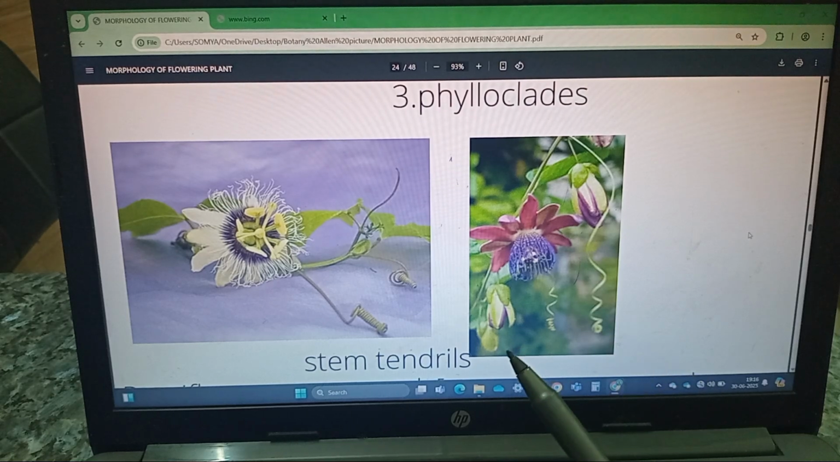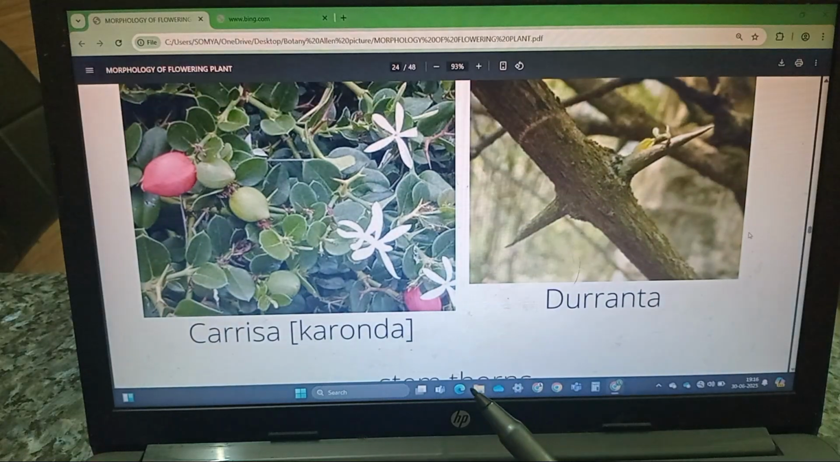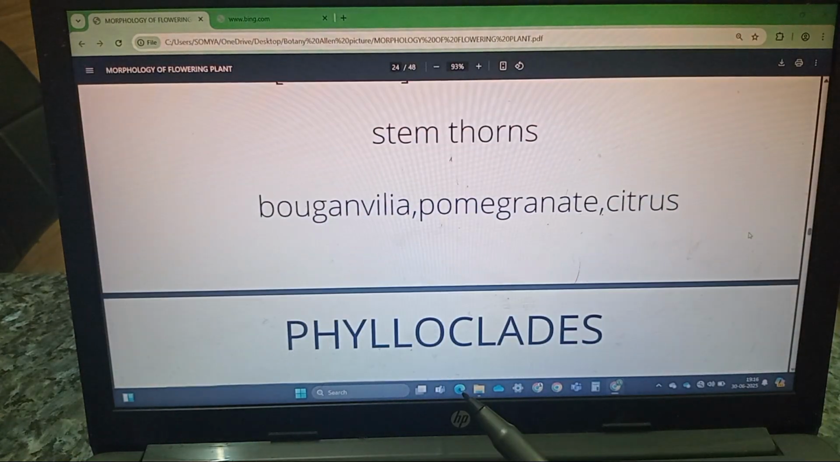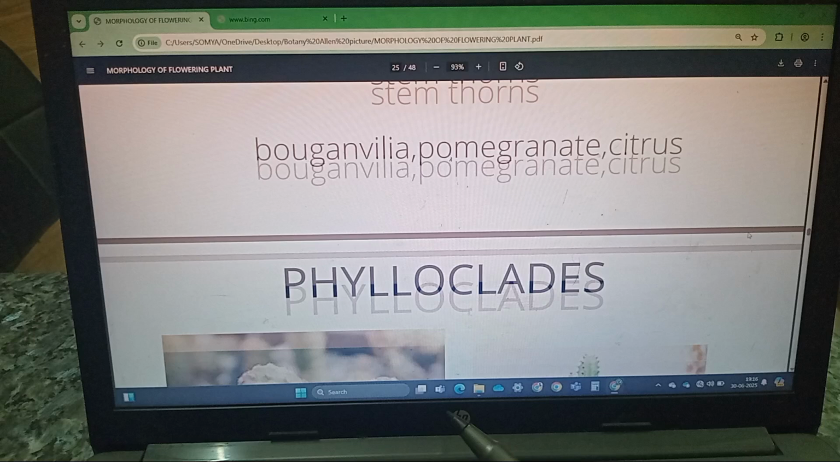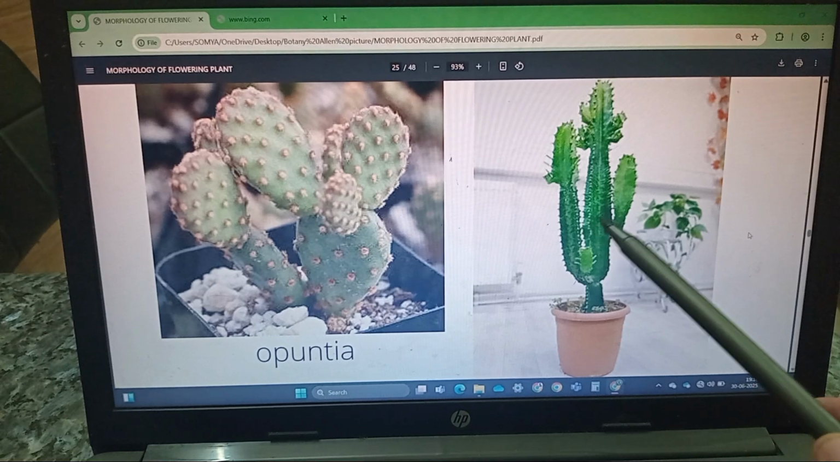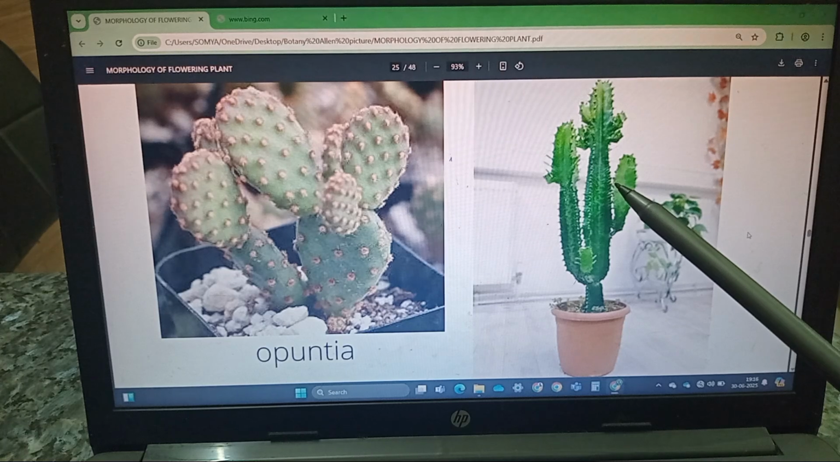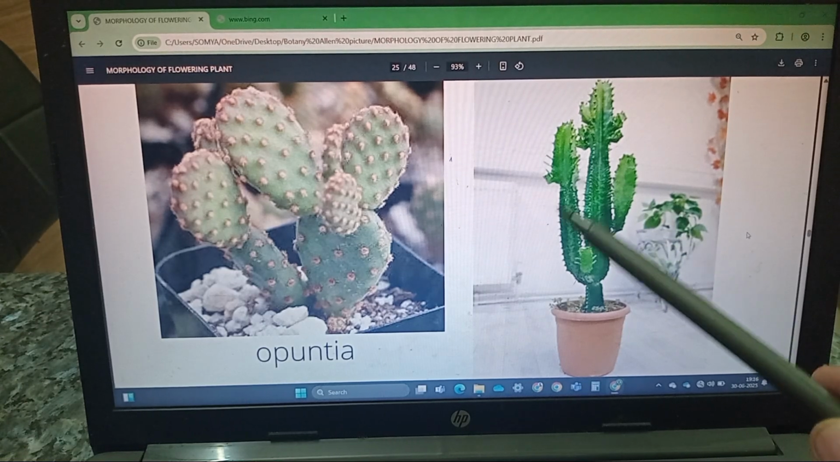Other modifications: the stem can have tendrils. The stem has modified into tendrils for trying to grow up. They can be thorns, as in bougainvillea and pomegranate. This is the modification of stem called phylloclades. In phylloclade, this is a cylindrical green structure. The stem is modified into a cylindrical green structure for photosynthesis, and the leaves are modified into the spines.